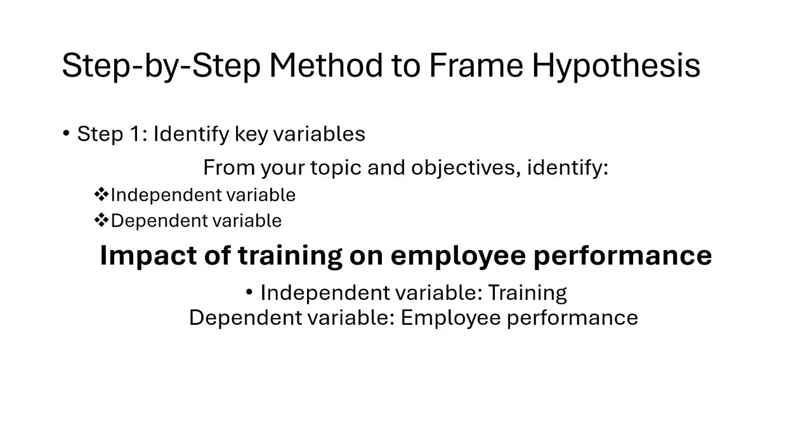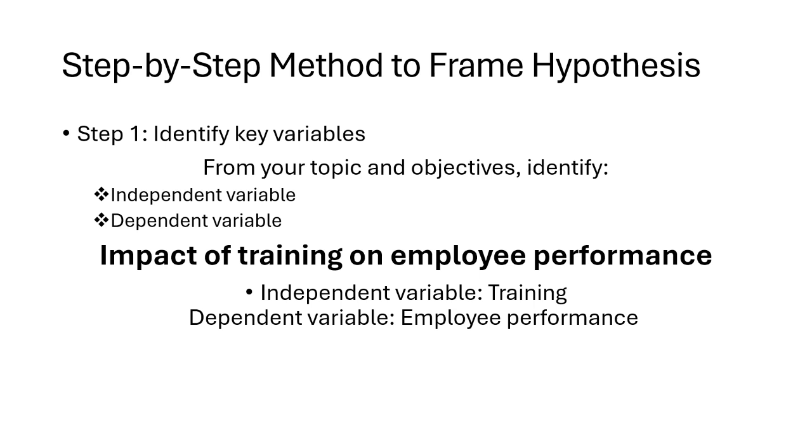Let's understand the step-by-step method to frame a hypothesis. Step 1. Identify key variables. Variables means the factors which vary or which are very important from the research perspective. So, from your topic and objectives, identify two variables. One is the independent variable, another is the dependent variable.